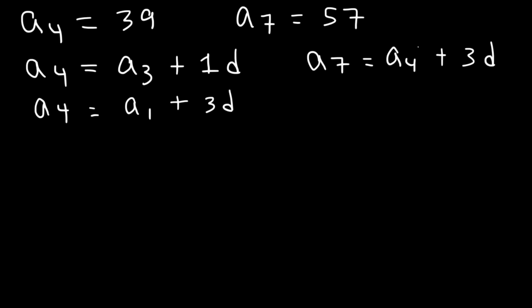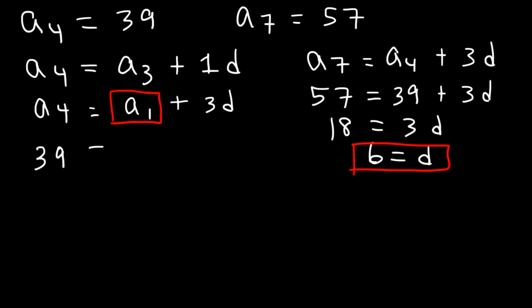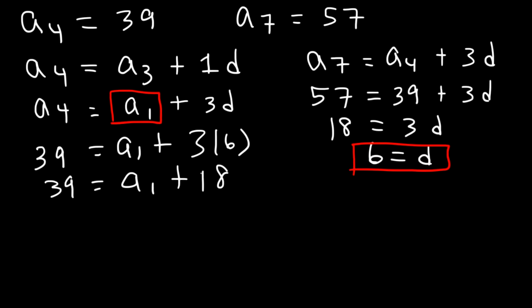Let's use that equation to find d. The seventh term is 57. The fourth term is 39. So let's subtract both sides by 39. 57 minus 39 is 18. And 18 divided by 3 is 6. So the common difference is 6. Now that we have the common difference, we can find the first term. The fourth term is 39, and d is 6. 3 times 6 is 18, and 39 minus 18 is 21. So the first term is 21.